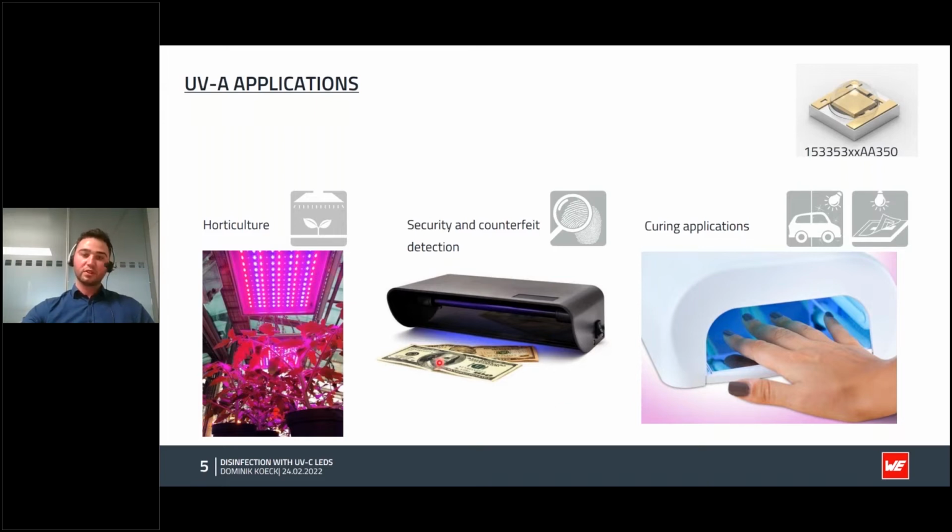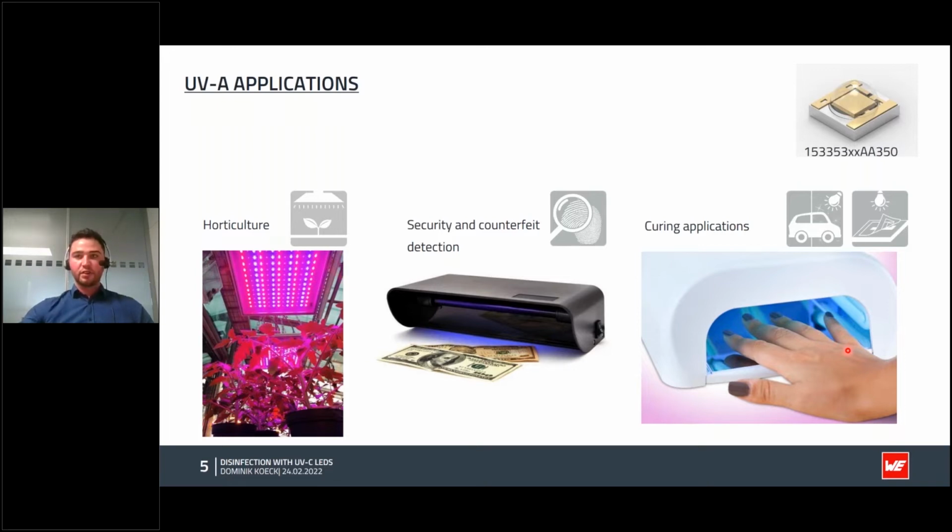Then you can use it for security purposes. You can detect if you have a counterfeit bill or not. But actually the most important application, I think, is the curing applications. So with a UVC or a UVA light, you can cure some adhesives and glues, which is mostly used in the industry. So this is actually the most important application currently.